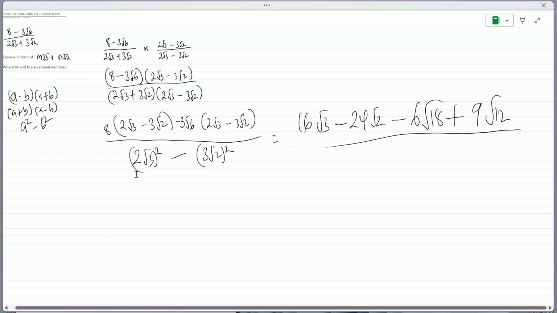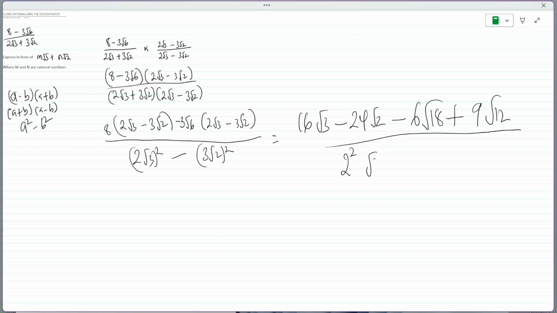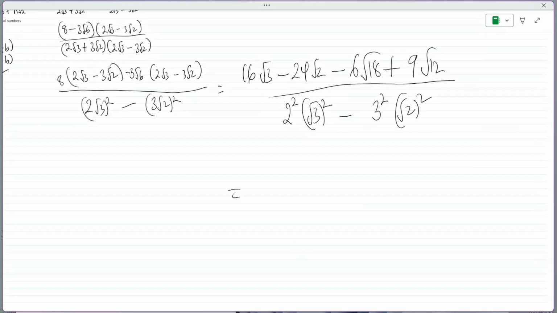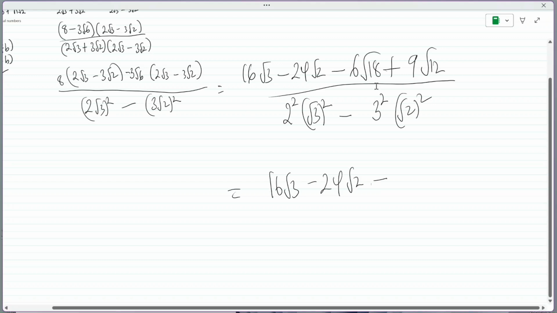You can jump on this. Your 2 can get its separate square and your root 3 can get its separate square. So you have 2 square, then root 3 squared minus 3 square, then root 2 square. Each of them gets their separate squares. We go down to the next line. You have 16 root 3 minus 24 root 2 minus, you have to be very sensitive here and know that this 18 has a perfect square greater than 1 in it, which is 9.